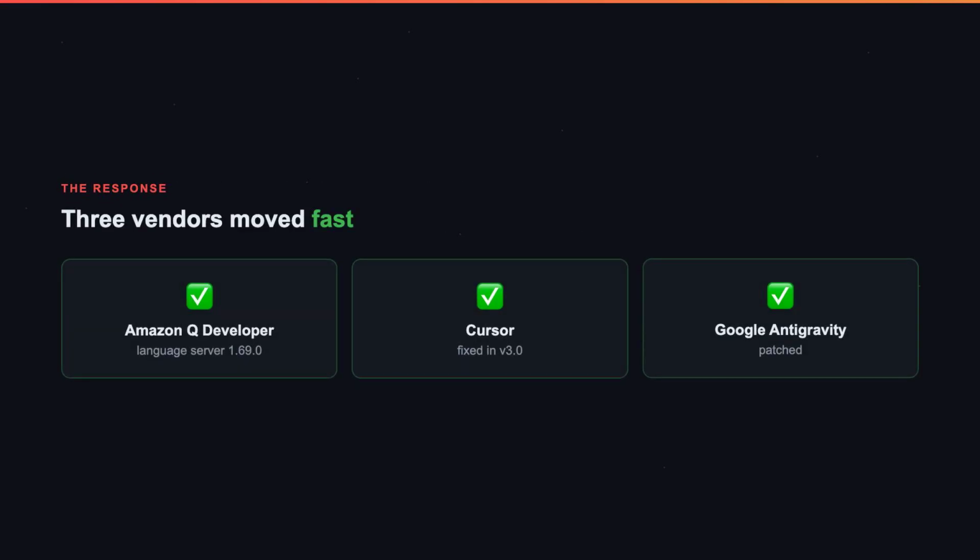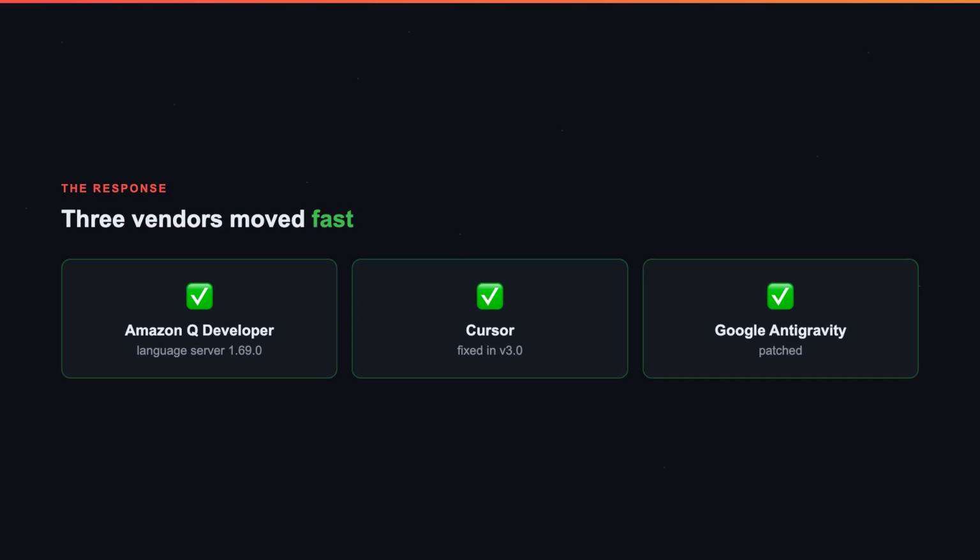3 vendors moved fast. AWS fixed its language server in version 1.69.0. Cursor shipped a fix in version 3.0. Google patched Anti-Gravity. 2 vendors, Augment and Windsurf, acknowledged the report and, as of publication, had not shipped a fix.